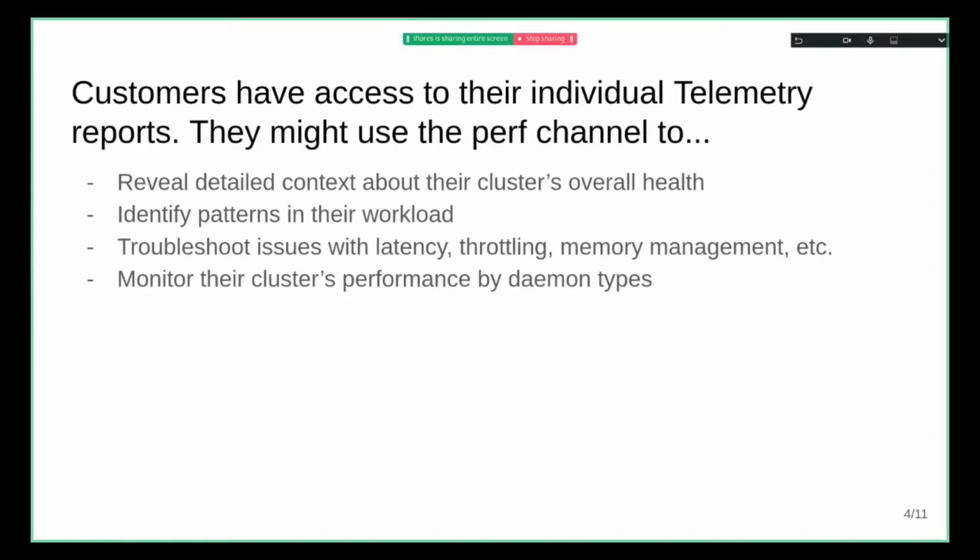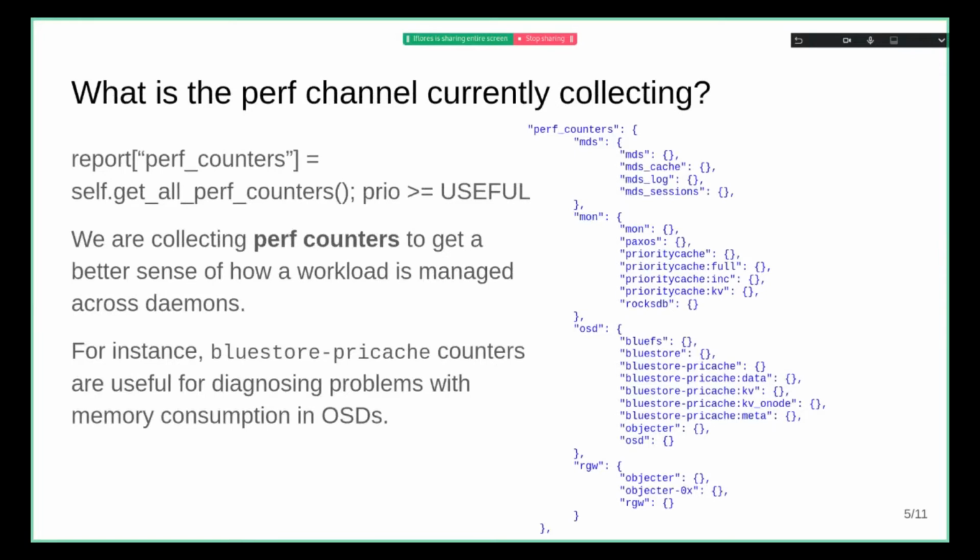And then on the customer side of things, since customers also have access to their own individual telemetry reports, they might use the perf channel to reveal detailed context about their cluster's overall health, identify patterns in their workload, troubleshoot issues with latency, throttling, or memory management, or monitor their cluster's performance by daemon types. What is the perf channel currently collecting?